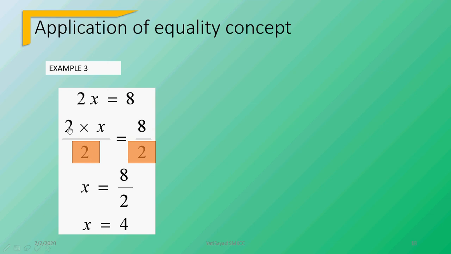But since in this example the number is 2, you have to divide by 2. When you divide by 2 at the left hand side, you have to divide by 2 at the right hand side to get x equals 8 over 2, or 8 divided by 2. But in your writing, you can simply write 2x equals 8 straight into x equals 8 divided by 2. And your final answer is x equals 4.